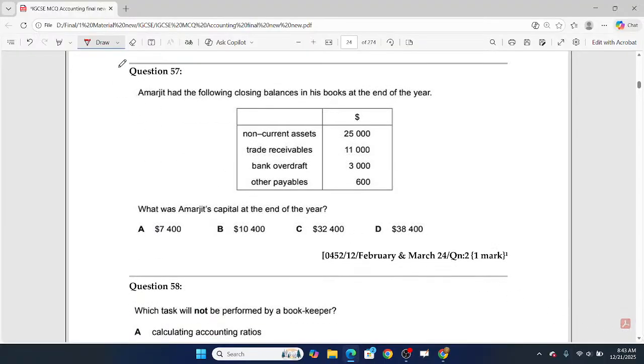57. Amarjit had the following closing balances in his books at the end of the year. What was Amarjit's capital at the end of the year? So you have to add all the assets and subtract the liabilities. Non-current assets and trade receivables are assets; bank overdraft and other payables are the liabilities. So add these two, 36,000, and subtract the liability 3,600, and the ultimate value is 32,400. C is the correct one.